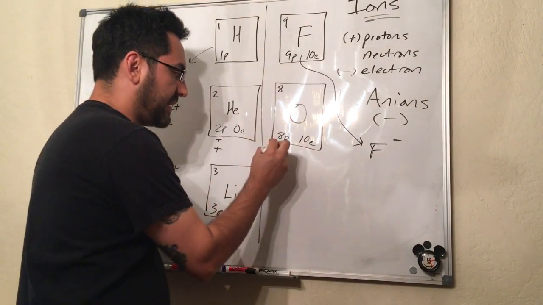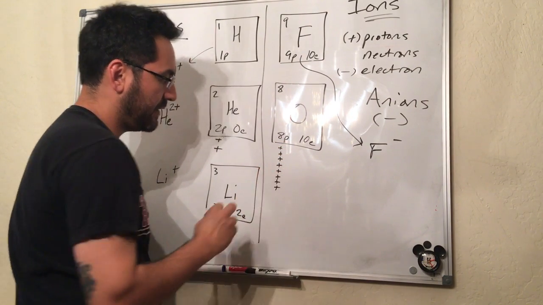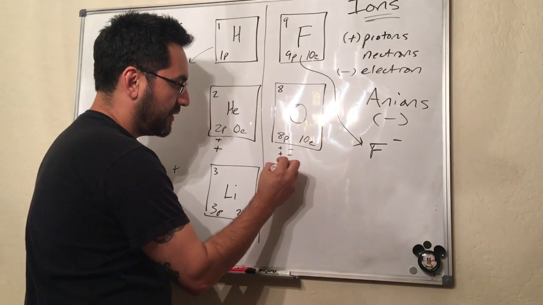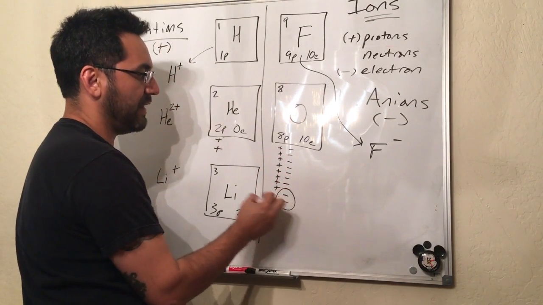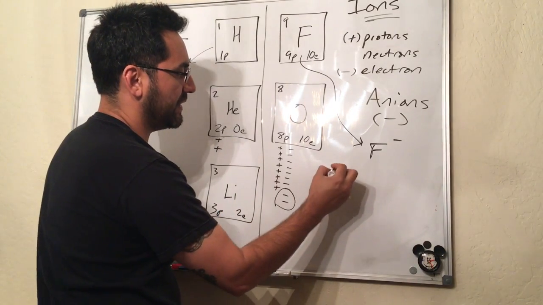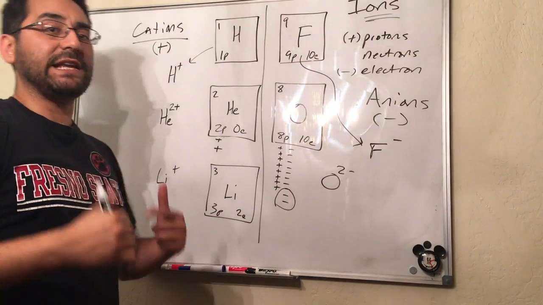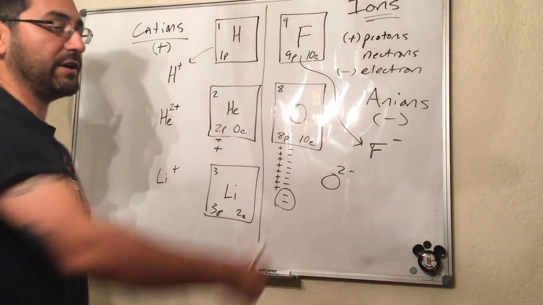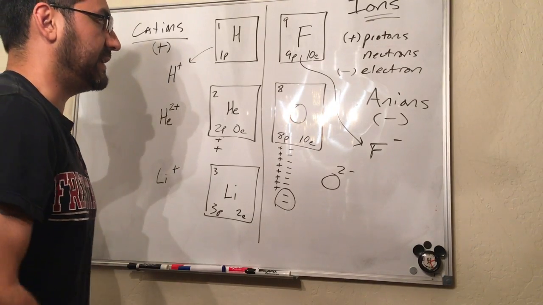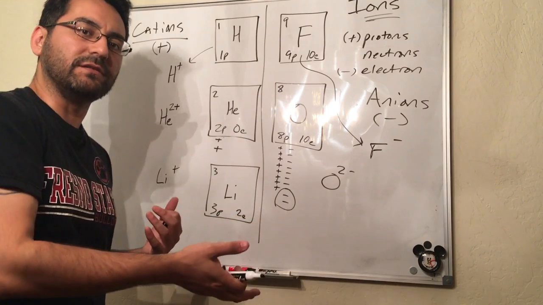You can think about it the same way. If we draw 8 little pluses, and now we have 10 electrons, so each of these pluses is getting canceled out, but now we have 2 extra minuses. So this would be O, 2 minus. So you look at the protons and you look at the electrons, and you let them decide what charge you're going to have overall.